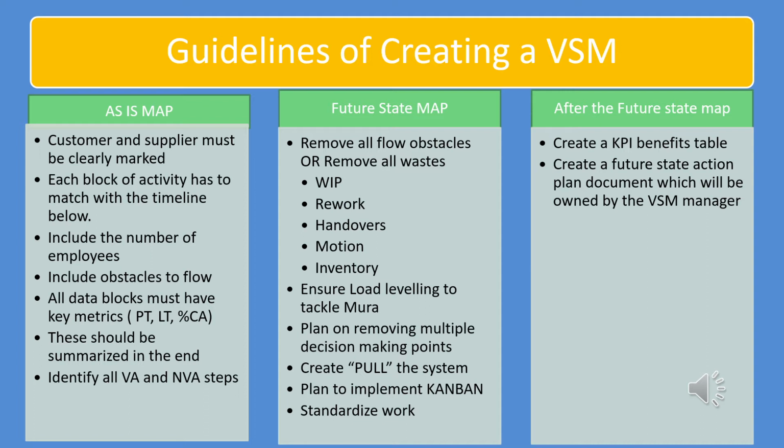Future state map: remove all flow obstacles, or remove all wastes, which are WIP, rework, handovers, motion, inventory. Next, ensure load leveling to tackle MORA. Plan on removing multiple decision-making points, create pull in the system, plan to implement Kanban, standardize work. Next, create a KPI benefits table. Create a future state action plan document to be owned by the VSM manager.